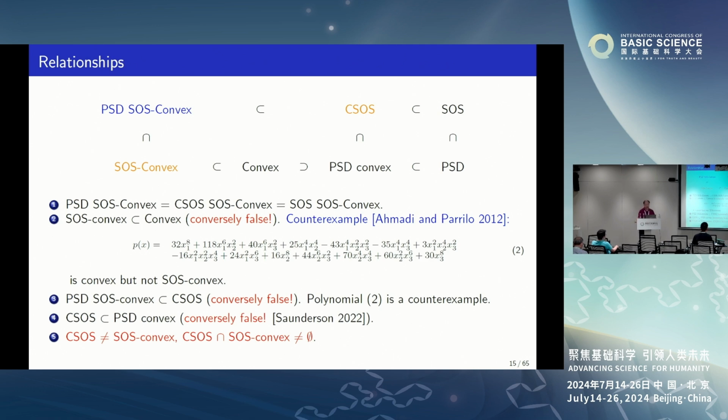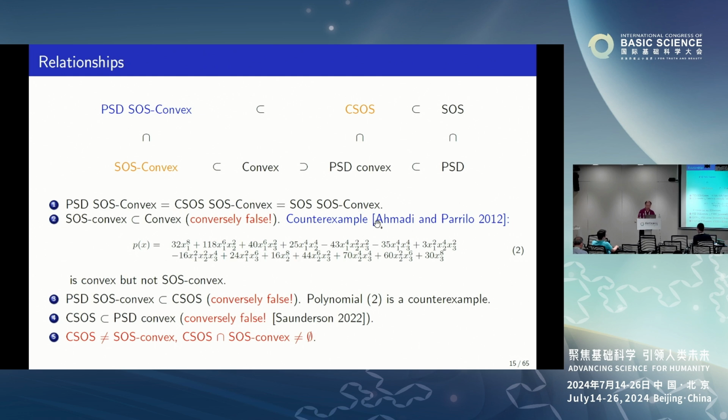So we have C-SOS, a polynomial that is convex and a sum of squares, and SOS convex, which is just that the Hessian matrix is positive semi-definite. And you can see that there are relationships. There is a special case, non-negative and SOS convex, which belongs to both of them, but they are not equivalent. So in this graph, all inclusions are strict. The reverse is not true. There are always counterexamples.